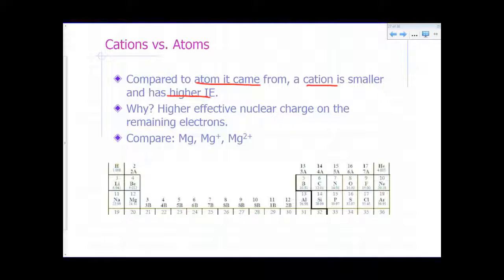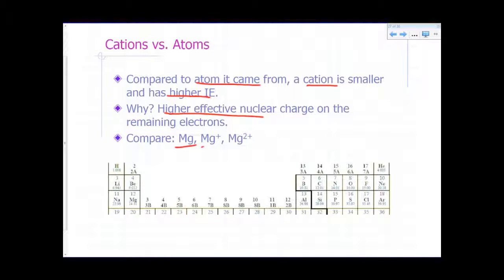Why? Well, once you've taken out one electron, the remaining electrons are going to experience a higher effective nuclear charge. There's fewer electrons to shield them from the nucleus, so each electron is going to feel a much stronger force towards the nucleus. So, which one would have a higher ionization energy?